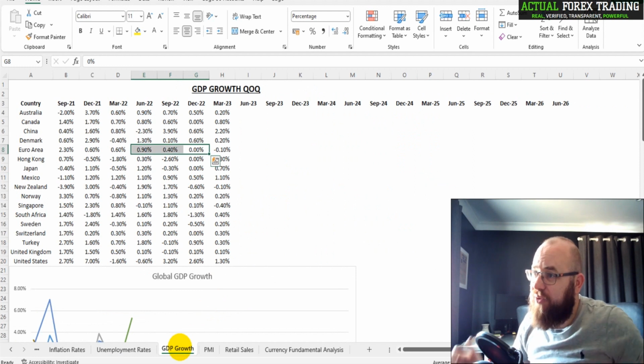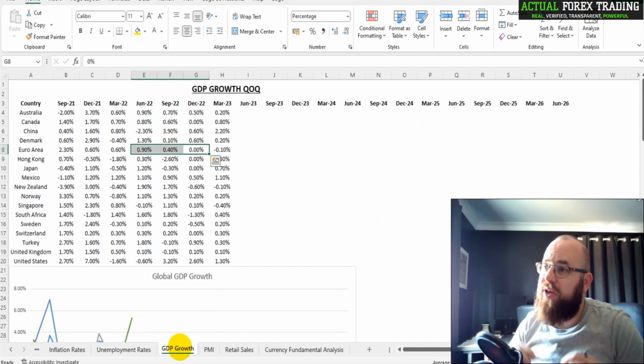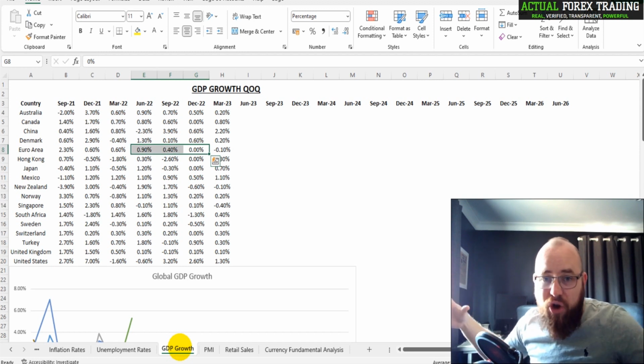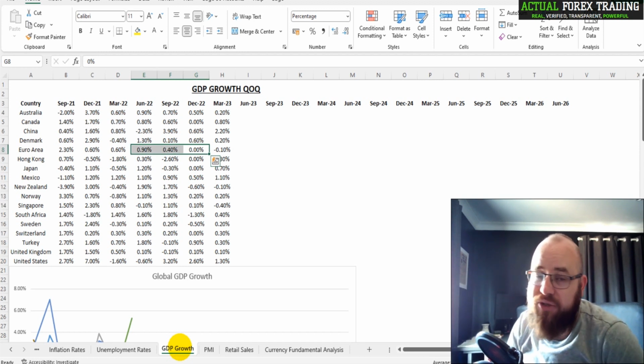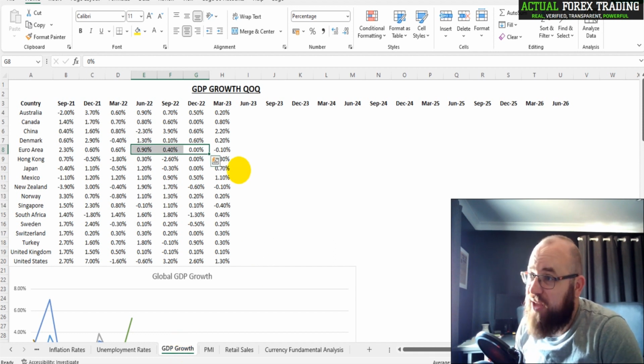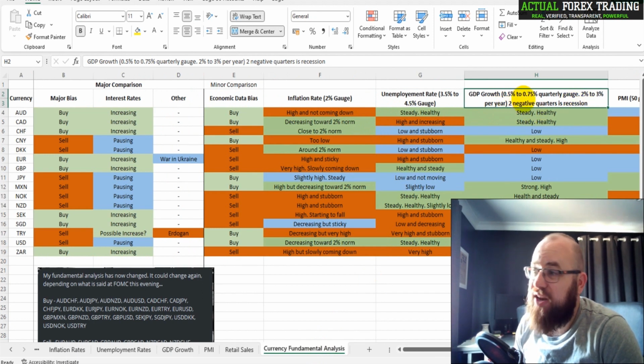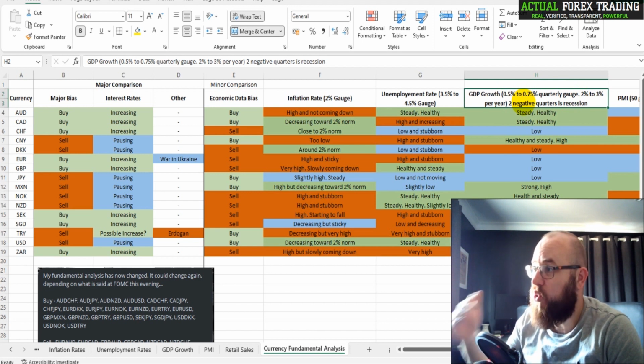GDP growth, once again, I could spend a whole video on GDP growth. This is quarter on quarter. Basically, it's the growth of an economy, how much an economy has grown in the last quarter. This can be negative and it can be very low. You're really looking for something between 0.5% and 0.75% per quarter.